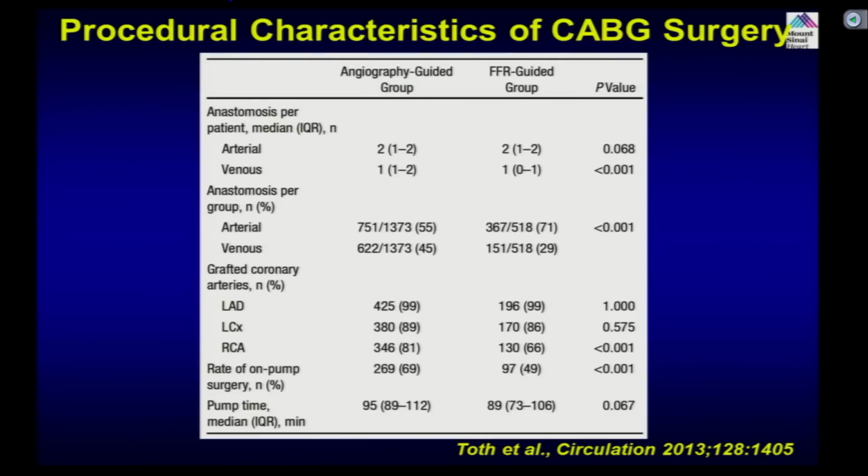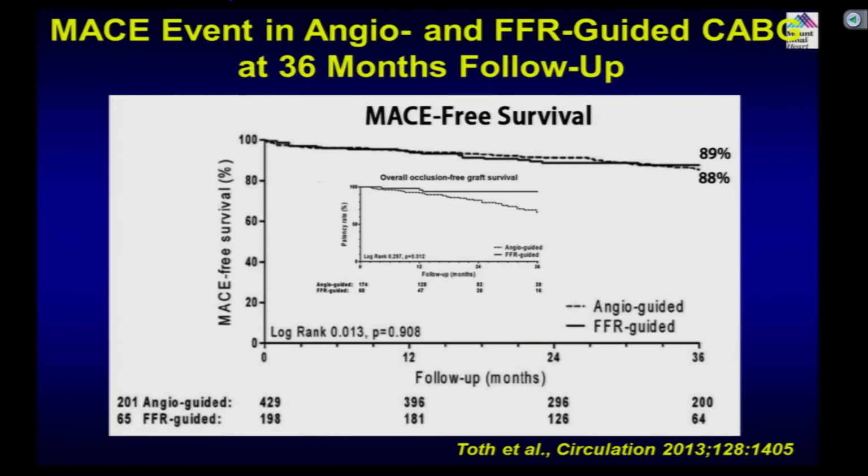So then what was seen is basically, as you can see here, that overall number of anastomosis, the pump time, duration time, the anesthesia time was all lower in the FFR guided group compared to angiographic guided group. So clearly the FFR helped to decrease the overall anesthesia time, and number of grafts were done less because obviously many of the anatomical lesions which look 70% had FFR more than 0.8 and did not get the bypass. So what did they find?